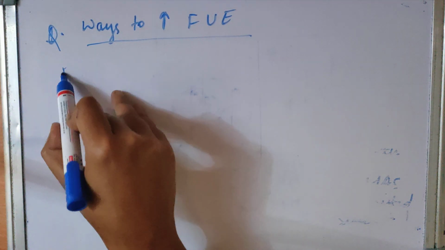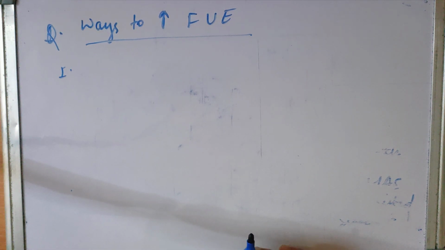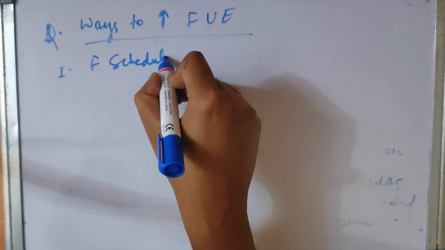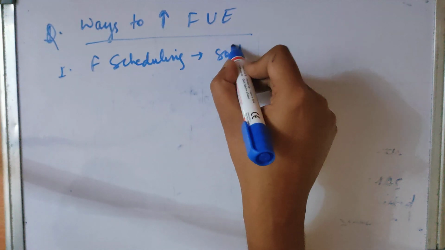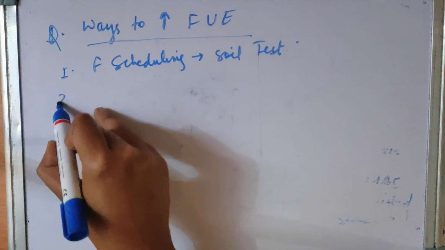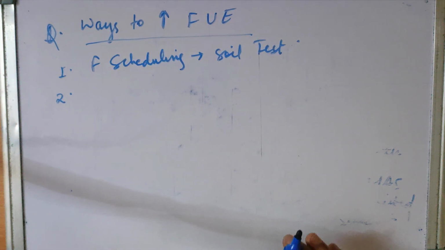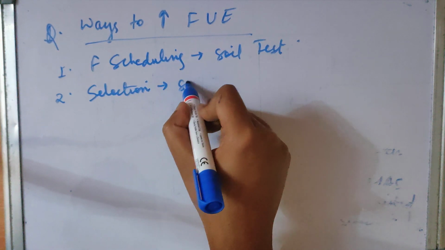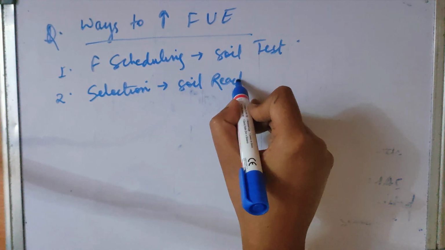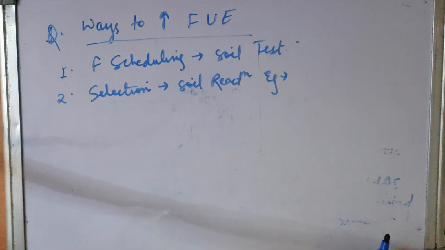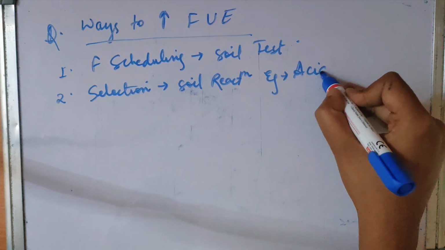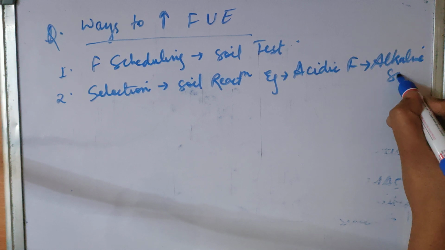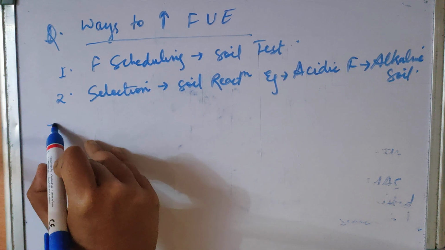So first of all, fertilizer scheduling must be based on soil test. Selection of fertilizer should be based on soil reaction. Example, acidic fertilizers for alkaline soil. This will make them neutral.